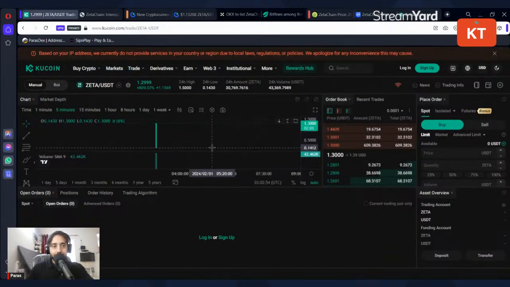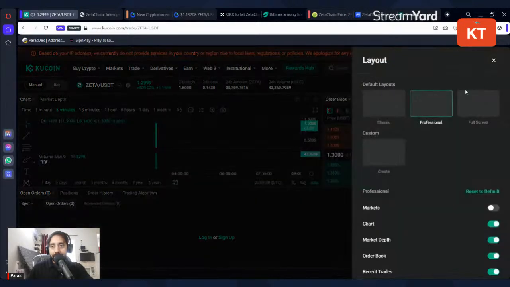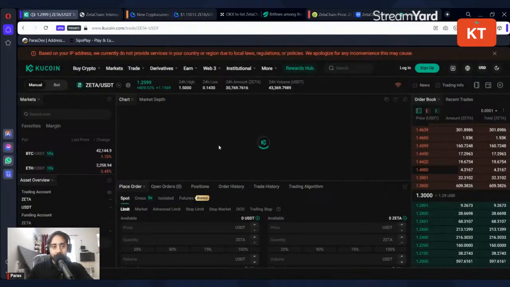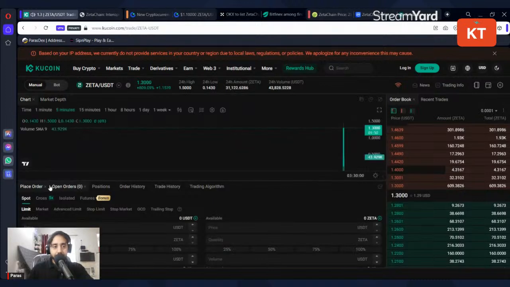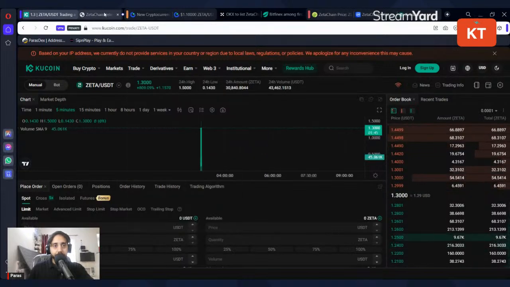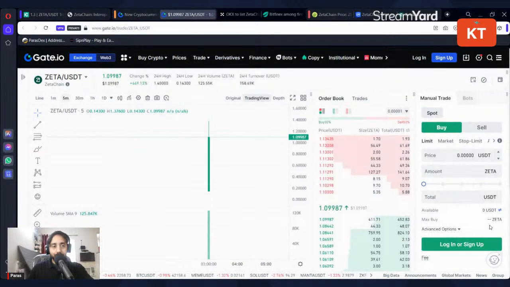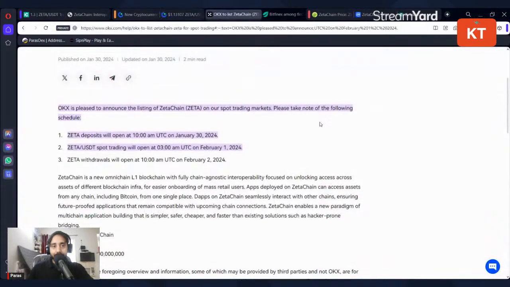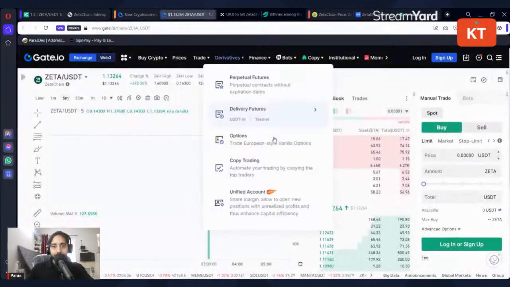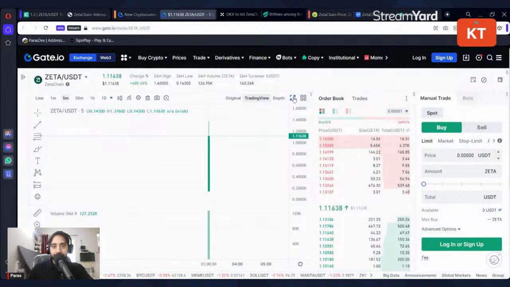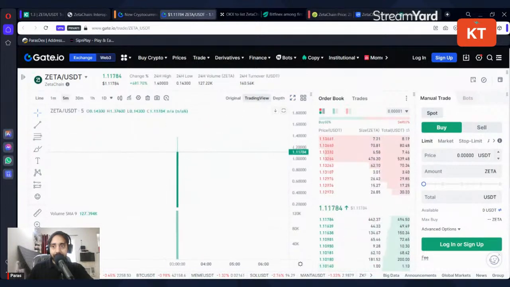Okay, this is going good. Let me just remove this trading setup. 1.3. So you have 1.09 on Gate, of course, more or less the same. They are trading good. I think OKX, I can't see them trading, but anyway, I think this feed is better than other feeds. We have Zeta listing today at this number.